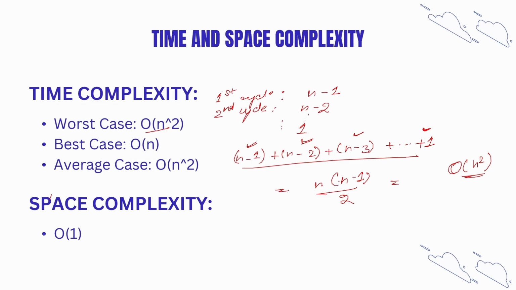When we do it, we get n square minus n by 2, so it gives us big O of n square computations. And this was the worst case, when the array was completely unsorted. For the best case, we have big O of n comparisons.